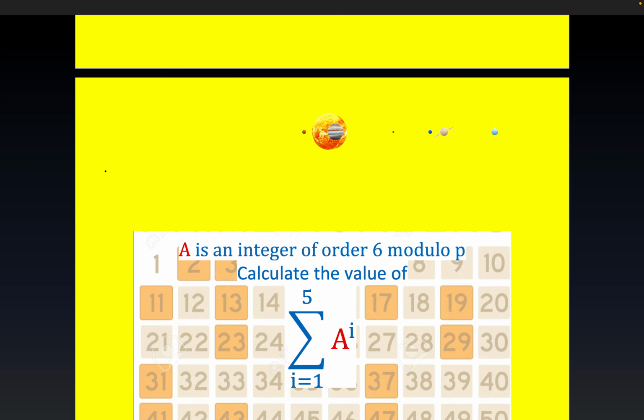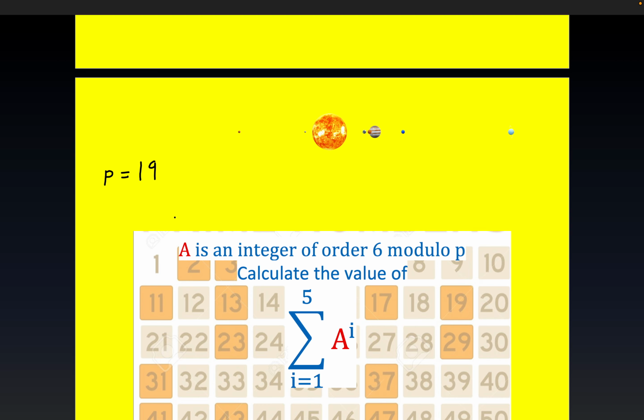Good evening, everybody. We're doing a problem that deals with this notion of order, which is a very important notion in number theory. And we're going to show you some computational value right here. We're just arbitrarily picking p equal to 19. And we're given that a is an integer of order 6.